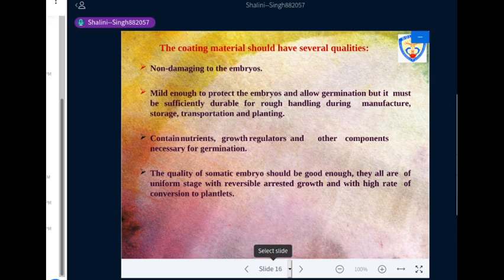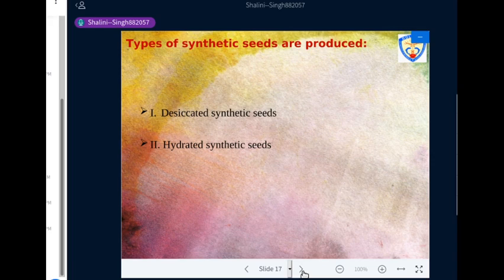The coating material should have several qualities. First, it should be non-damaging to the developing embryos, mild enough to protect the embryos and allow germination, but it must be sufficiently durable for rough handling during manufacturing, storage, transplantation, and planting. It should contain nutrients, growth regulators, and other components which are necessary for germination. Quality of somatic embryos should be good enough. They all are of uniform stage with reversible arrested growth and with high rate of conversion to plantlets.